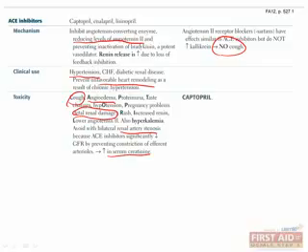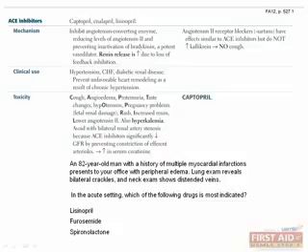Ready for another question? An 82-year-old man with a history of multiple myocardial infarctions presents to your office with peripheral edema. Lung exam reveals bilateral crackles, and a neck exam shows distended veins. In the acute setting, which of the following drugs is most indicated? Lisinopril, furosemide, or spironolactone? In this case, the right answer is furosemide.